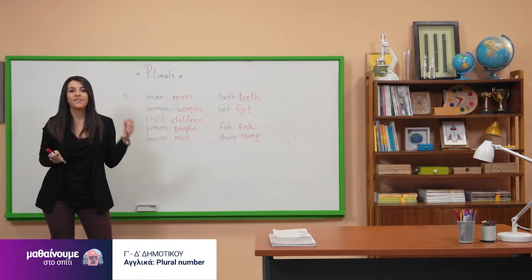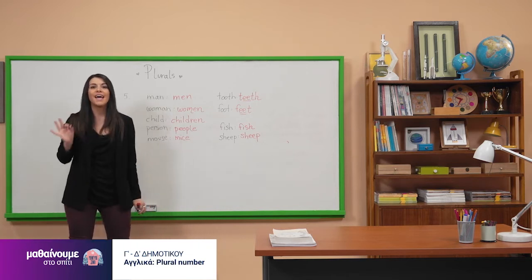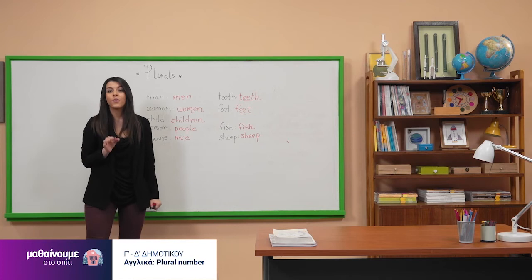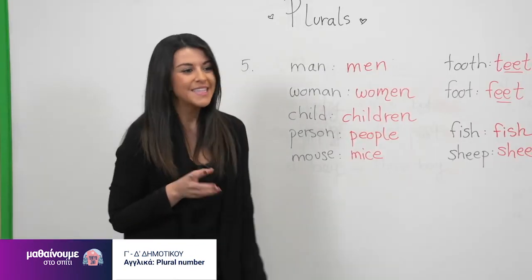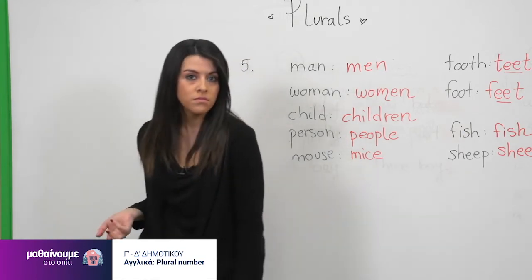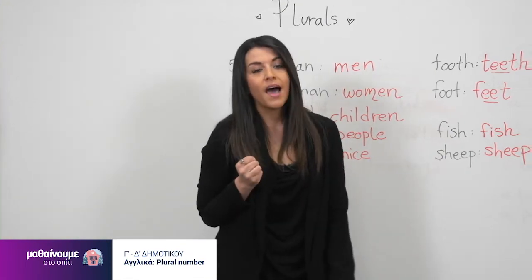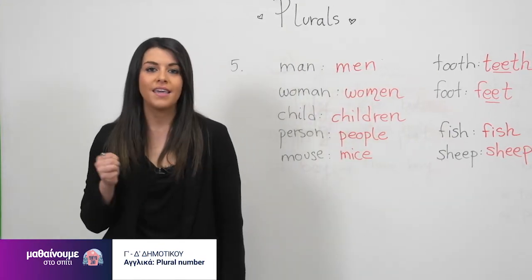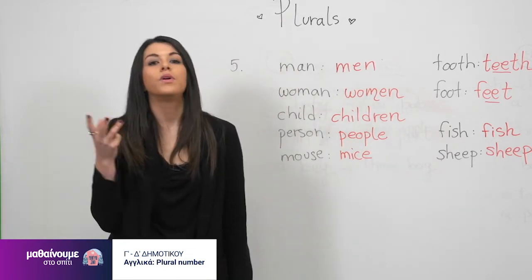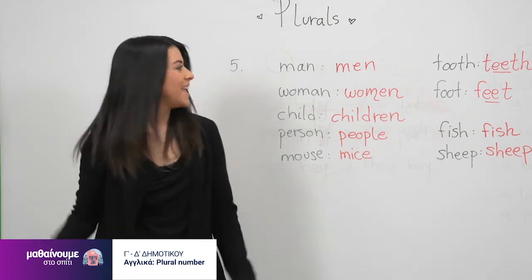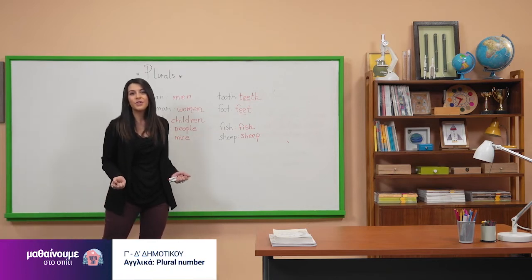1, 2, 3, 4, and 5. So let's remember them one more time. Rule number 1, add S. Rule number 2, when we have SH, CH, X, S and O, sometimes we put ES. Number 3, when we have consonant plus Y, IES. Number 4, F or F and E, we put VES, and then the irregular ones, okay? So these are all the rules of the plurals.